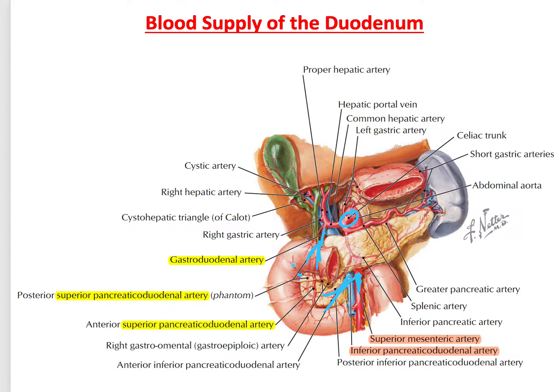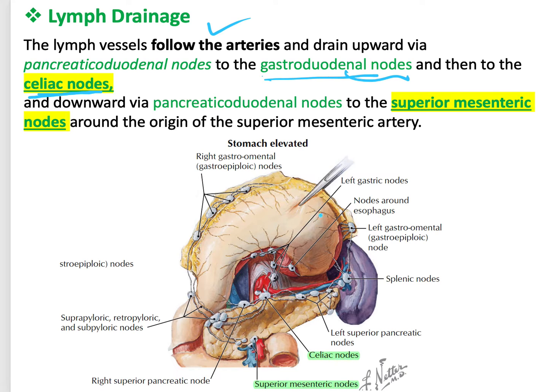So the lymphatics will drain to the celiac lymph nodes and to the superior mesenteric lymph nodes, around the superior mesenteric artery and around the celiac artery. So they are known as celiac lymph nodes and superior mesenteric lymph nodes. As you see here, guys, these are celiac nodes close to the celiac trunk, and superior mesenteric lymph nodes close to the superior mesenteric artery.